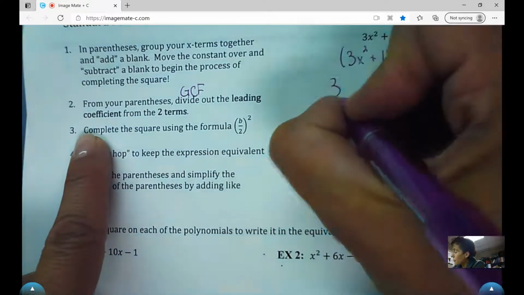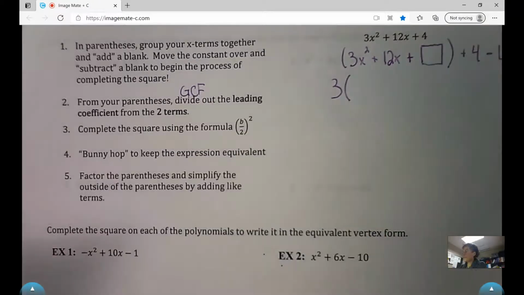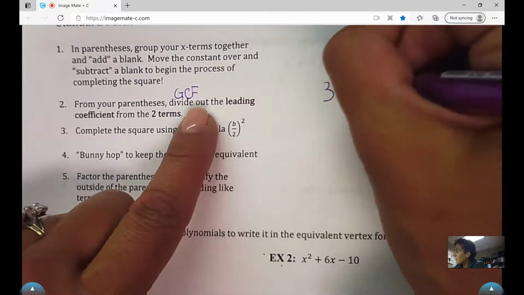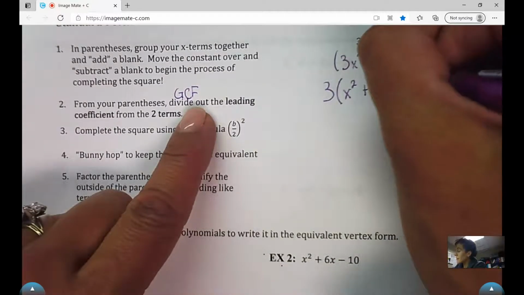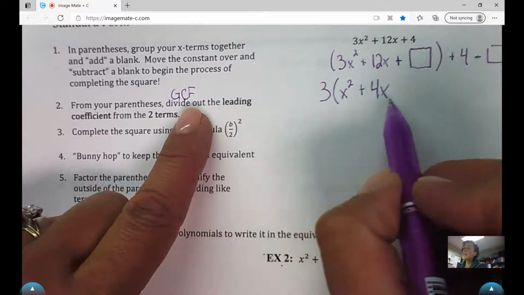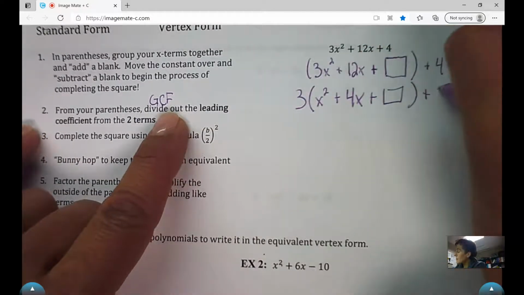So I'm going to divide that 3 out. Now GCF would imply that we're taking the x's as well. We're just taking the leading coefficient. So that's why divide out might be a better word. And 3 and x squared make that 3x squared. And then I need 3 and a number to still make that 12x. So that would be a 4x. So this is still 3x squared. This is still 12x. I'm just going to copy the rest.